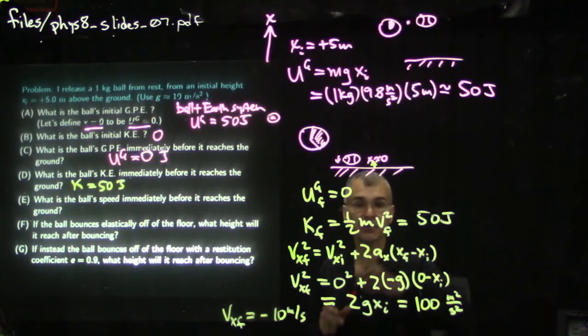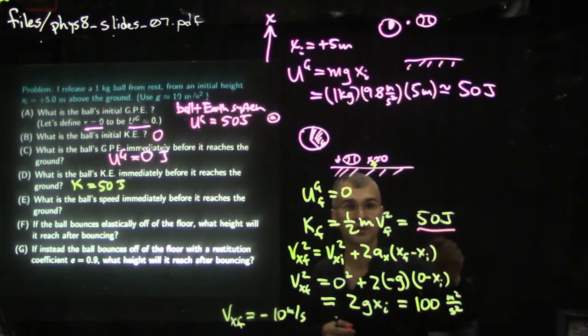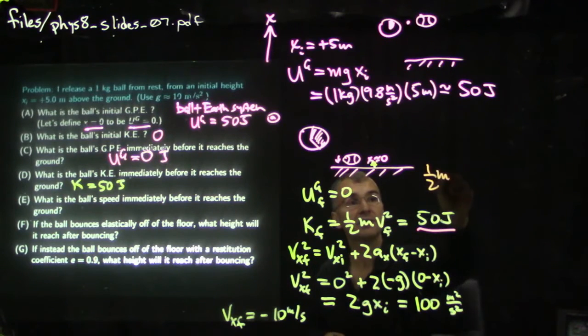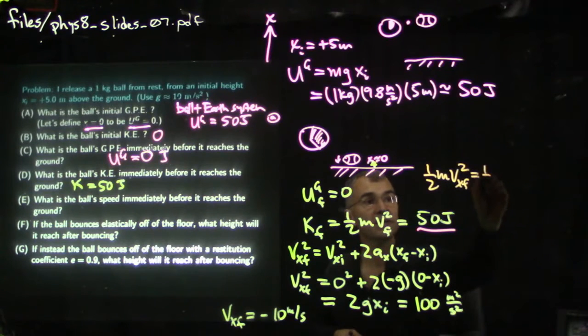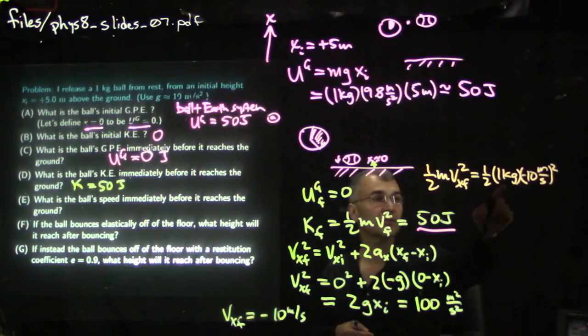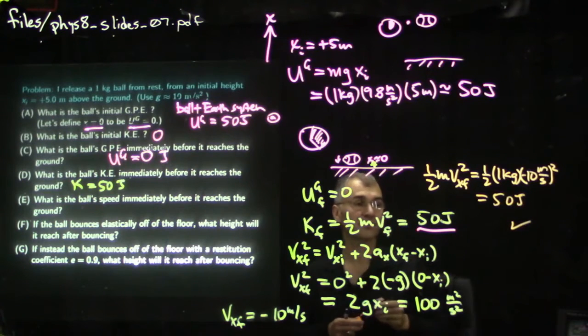Let's see if that's compatible with this number. So if we take 1/2 m vx final squared, we get 1/2 times 1 kilogram times 10 meters per second. That's really minus, but the minus goes away when you square it. So that is 10 times 10 is 100, times 1 is 100, times 1/2 is 50. That's 50 joules. So that checks out, okay?